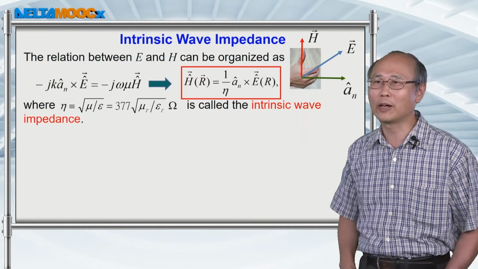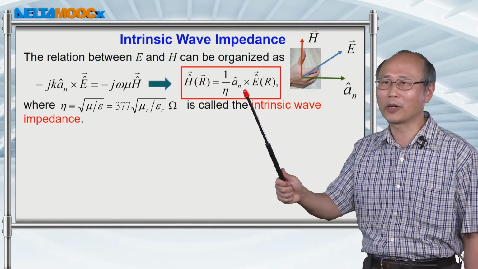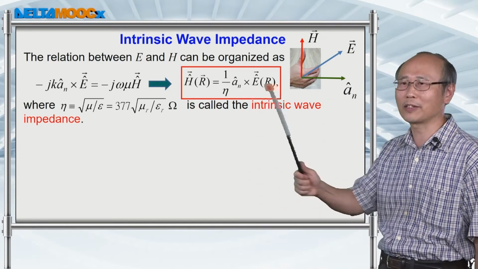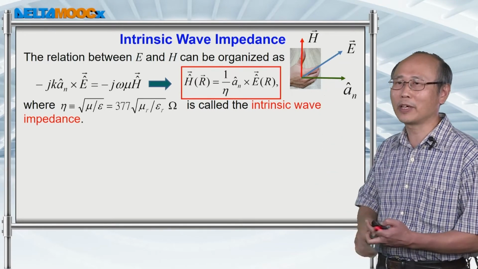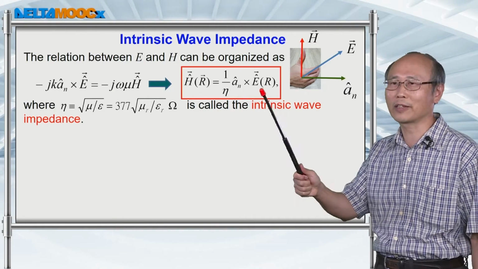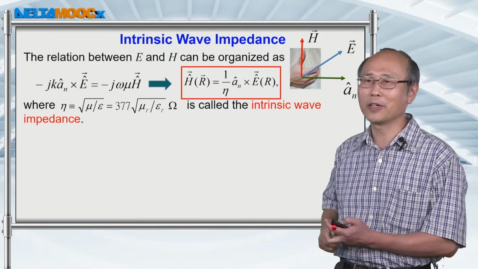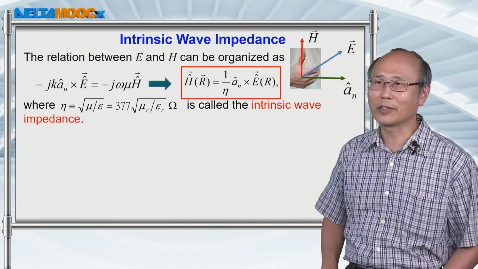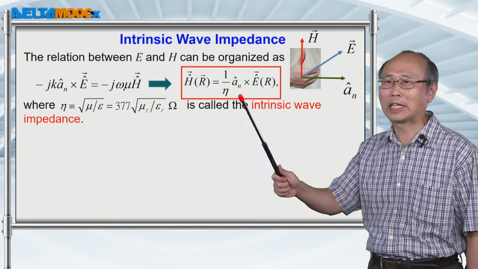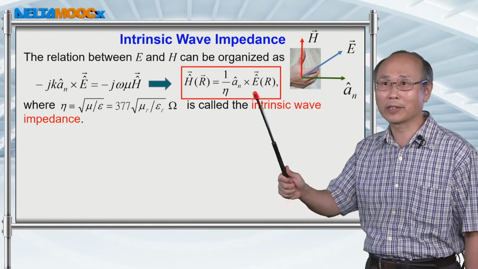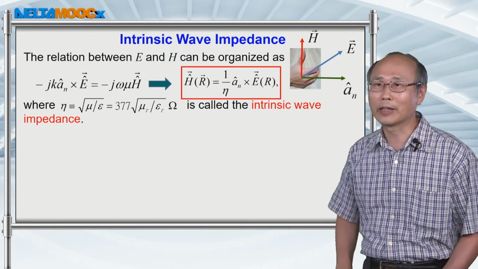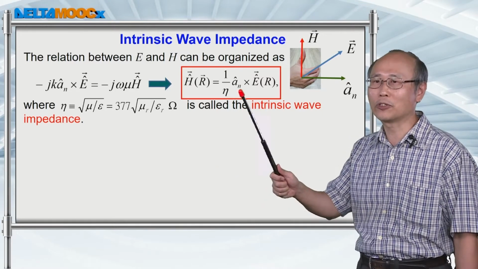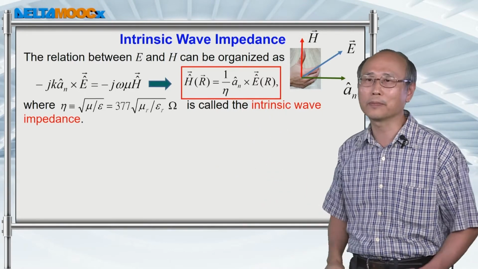So remember this right-hand rule. When you have a vector cross product, you first point your four fingers along the first vector, along this k direction, and then rotate your four fingers toward the second vector. The direction of your thumb is going to be the direction of your answer. So it tells you that this H field is perpendicular to the k vector and also perpendicular to the electric field vector. But at this moment, we don't know yet the directional relationship between k and E.